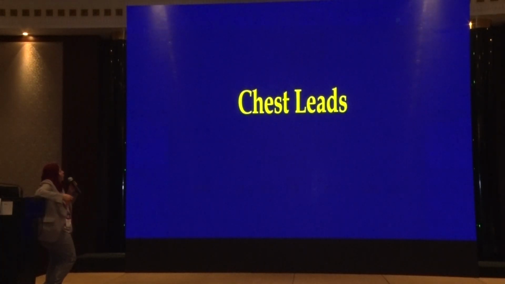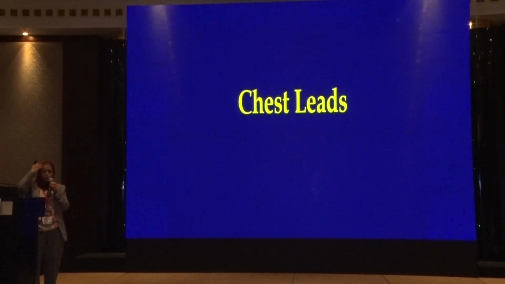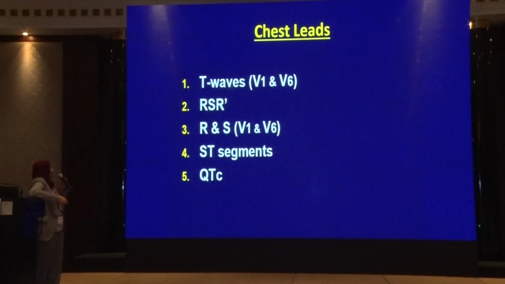So then we will move to the chest leads. As we said, there are 8 chest leads, but usually we are using 6 only. What are we going to look for? We looked for the P waves in the limb leads. Then here we are going to look for the T wave, and for more details in the QRS complex.